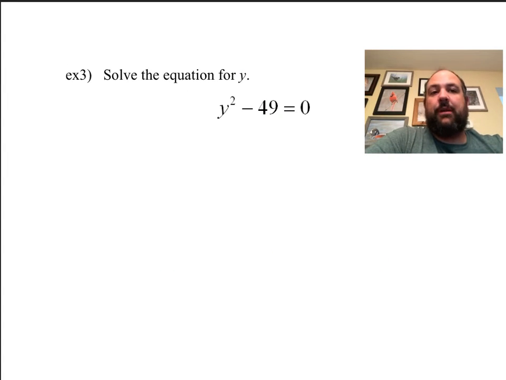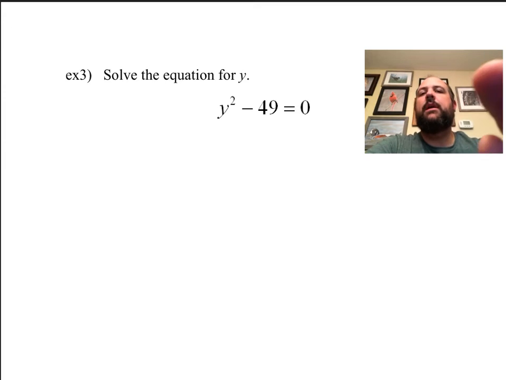Here in example 3, we have the equation y squared minus 49 equals 0. And we go through that 5-step process. First, y squared minus 49, they're on the same side, 0's on the other side. That's good. Step 2 is I have to factor completely.